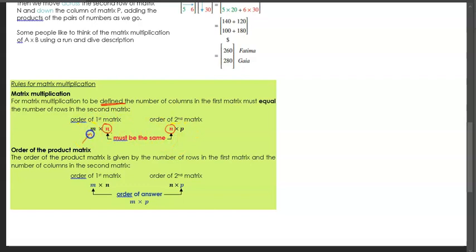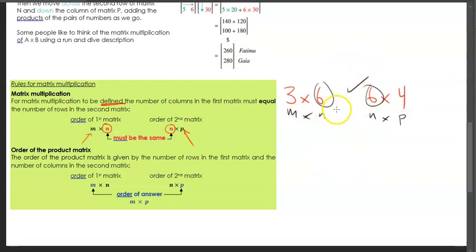It doesn't necessarily matter what this is and what this is. That's fine. These two need to be the same. So quick example, if we had a 3 by 6 matrix and we wanted to multiply this matrix by a 6 by 4 matrix, this is my M over here, and this is my N, and here's my N, and this is my P. I don't care what these numbers are, all I care about is if these two numbers are the same. And because they're the same, this matrix multiplication is defined and it can be done.